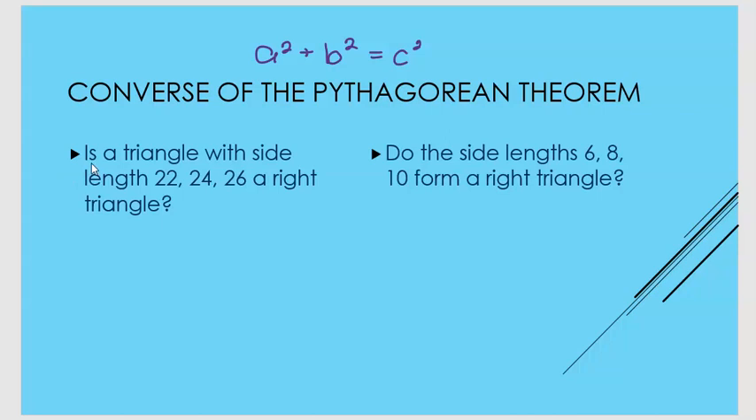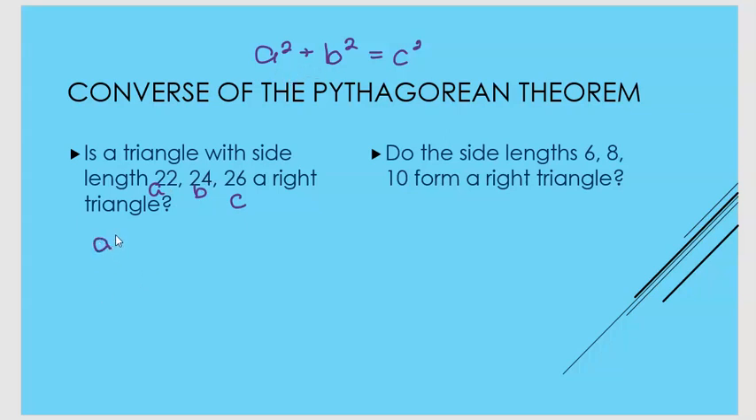So our first problem says, is a triangle with side lengths 22, 24, and 26 a right triangle? Okay, well, first of all, I need to simply figure out what's A, what's B, what's C. The only one that really matters is C. C has to be the longest of those side lengths. So this one has to be C. So I'm just going to go ahead and make this one A and this one B. And again, those two don't matter because I'm going to end up adding them in the long run.